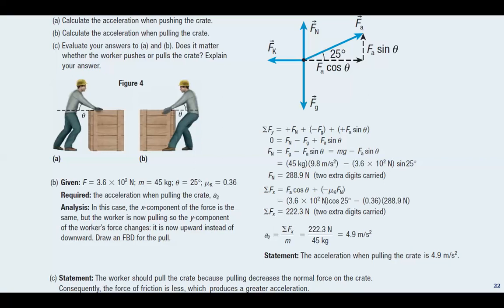So if you compare these two numbers, it's easier to find the answer for question C, right? So the walker should pull the crate because pulling decreases normal force on the crate. Consequently, the force of friction is less, which produces a greater acceleration.